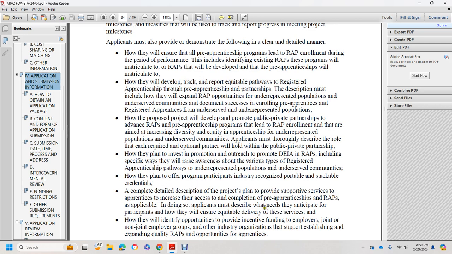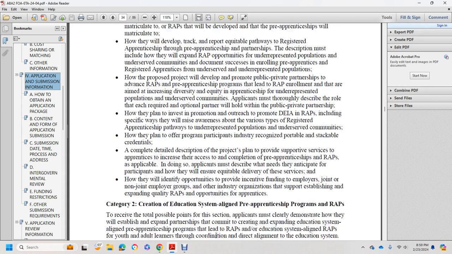In doing so, the application must describe what needs they anticipate for participation and how they will ensure the equitable delivery of services, and how they will identify opportunities to provide incentive funds to employers, joint and non-joint employer groups, and other industry organizations that support establishing and expanding quality registered apprenticeship and opportunities for apprentices.